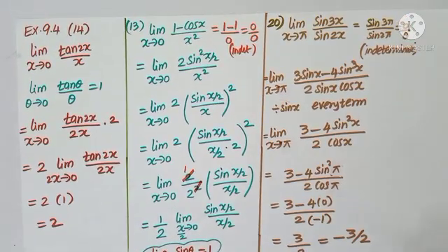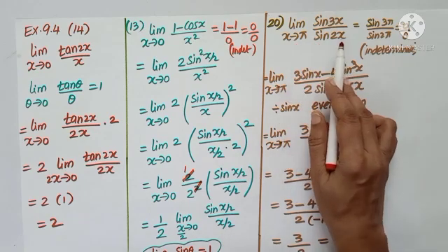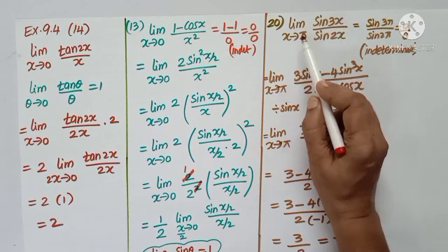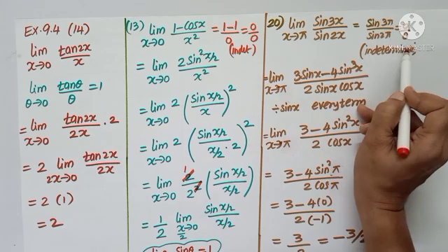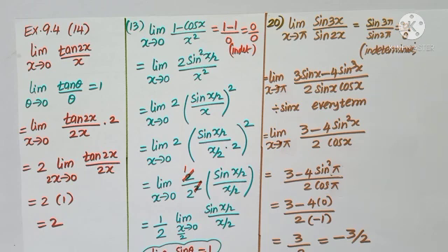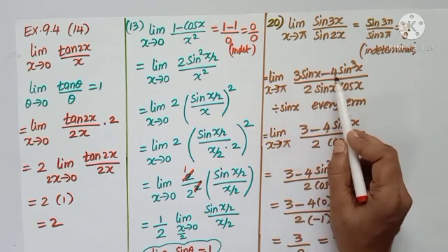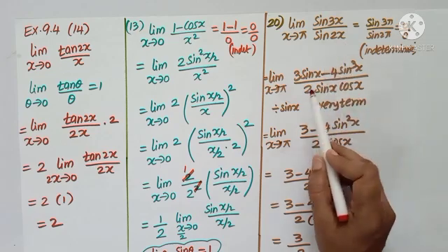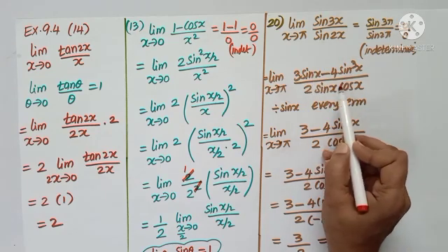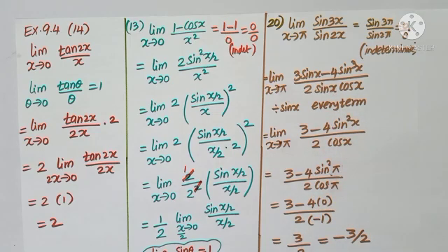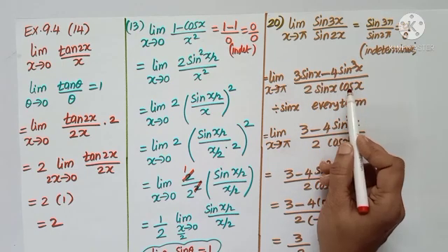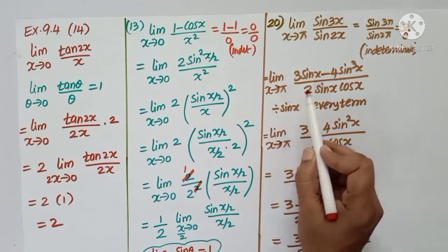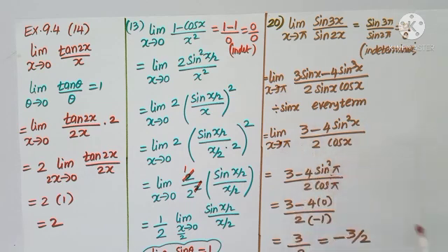Question number 20. Limit x tends to pi, sin 3x by sin 2x. As I substitute x as pi, I get sine 3 pi by sine 2 pi, both are 0. So 0 by 0 is indeterminate. Therefore, let us apply the trigonometry formula. Sine 3x is 3 sine x minus 4 sine cube x. Sine 2x is 2 sine x cos x. Every term has sine x, so let us divide by sine x. Here it becomes 3 minus 4 sine square x, and the 2 sine x gets cancelled, giving us 2 cos x.